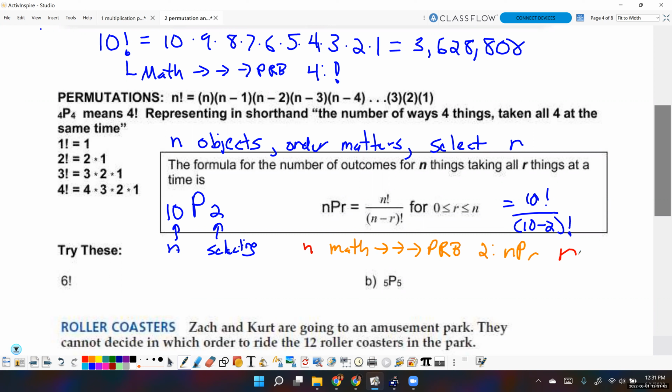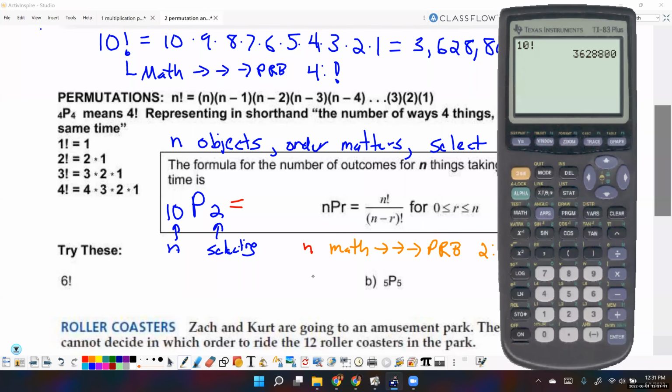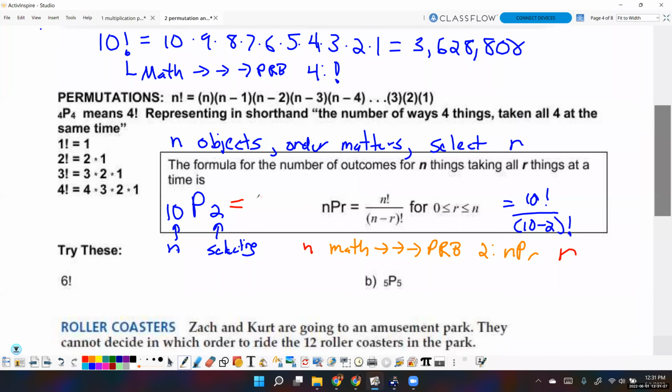So if I want to do 10P2 on my calculator, pause the video and write down the directions if you haven't already. I'm going to go 10, math, over to the PRB menu, and select 2. Now, the N and the R are still going to be there. It just tells you what order things have to be in. I'm going to put a 2 in, and I find that there are 90 ways.